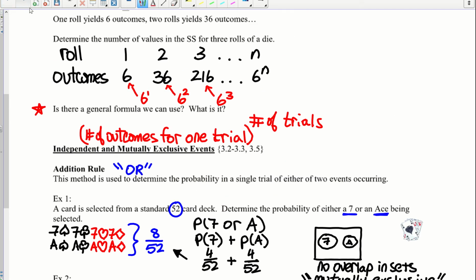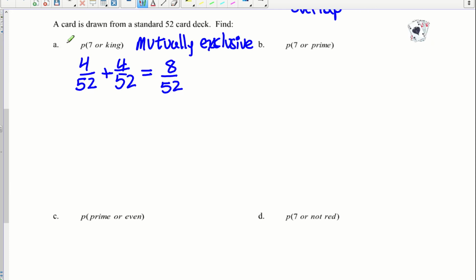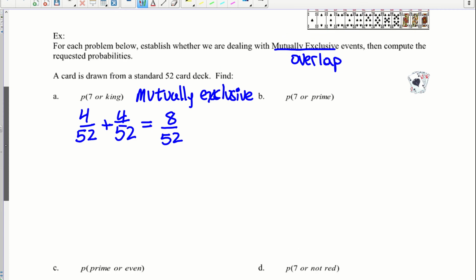Oh, we're on the next one. All right, so in the second question, it says for us to find the probability of getting a 7 or a prime.